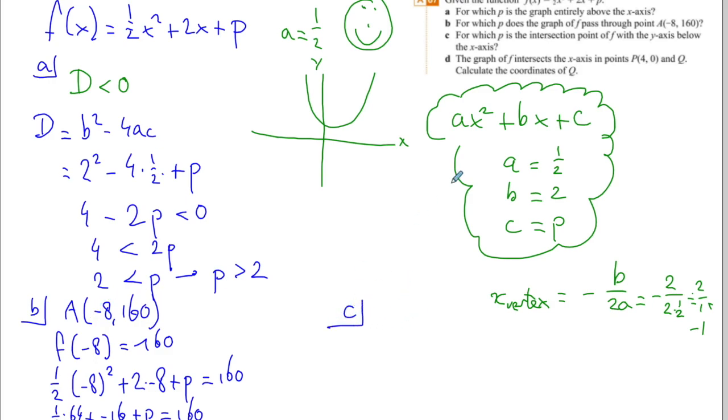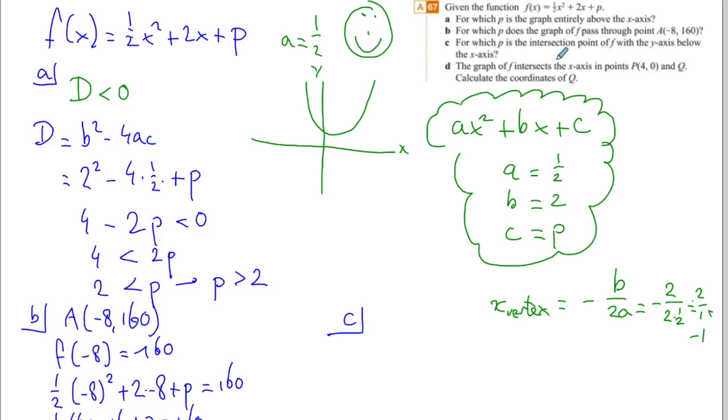Question C. For which p is the intersection point of f with the y-axis below the x-axis? Well, just think about it. When it would be a simple x squared, then I could say, okay, in that case there are 2 points of intersection, because then it's intersecting my y-axis beneath the x-axis. In this case I don't know, because it's not a simple quadratic formula. But I've seen that the x of my vertex is minus 1, so it could be somewhere here, and this could be minus 1.